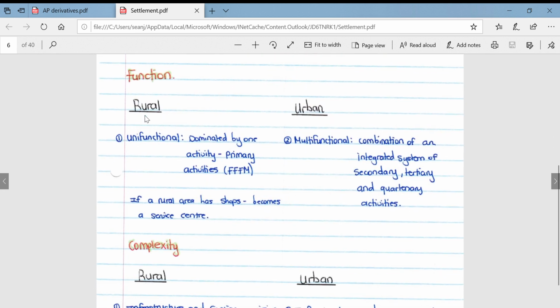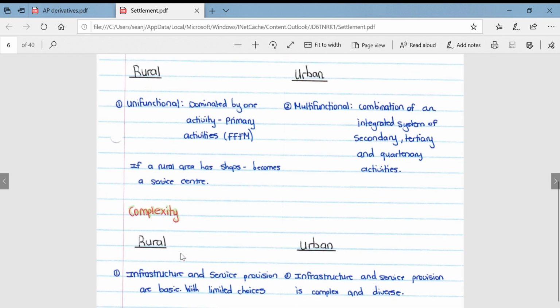In terms of rural, mostly unifunctional, dominated by one activity, mostly primary activities, farming, fishing, forestry, and mining, that triple F and M. If a rural area has shops, it becomes a service center, and I'll get into that later with central place theory. Then if we look at the function of urban settlements, they are multifunctional, a combination of integrated system of secondary, tertiary, and quaternary activities.